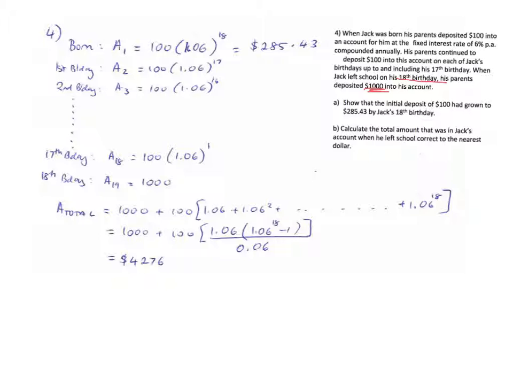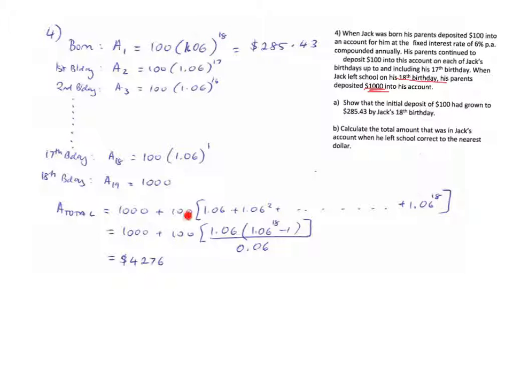So his parents put the $1,000 in, and then they're like, okay, now how much is in your account? Setting up the sum of all of these amounts, you can see we've got $1,000, plus $100 times 1.06 to the power of 1, all the way up to $100 times 1.06 to the power of 18.